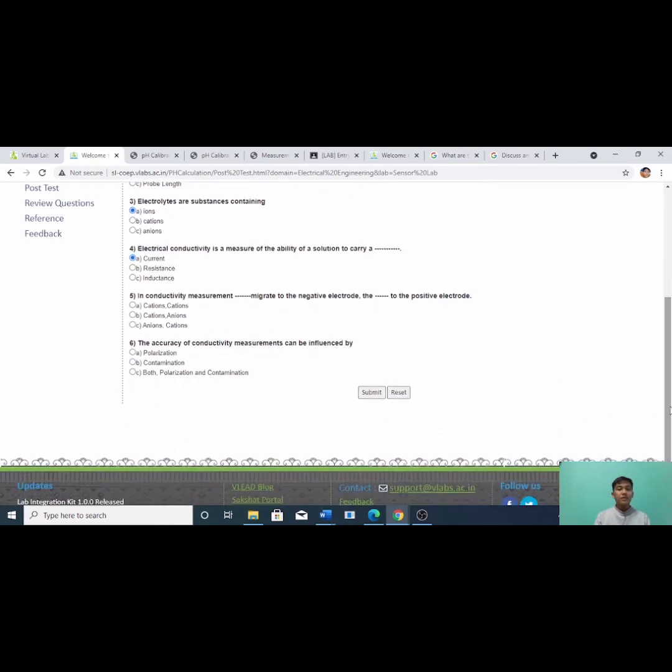In conductivity measurement, blank migrate to the negative electrode, blank to the positive electrode. The answer is cations and anions.